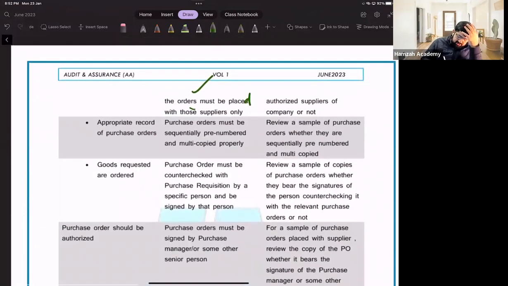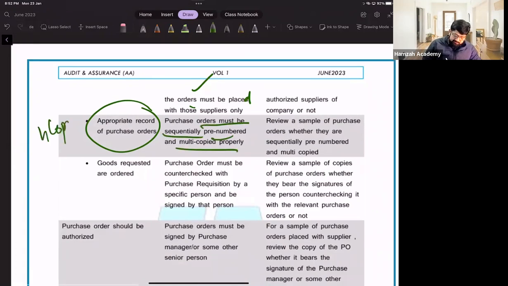The next is appropriate record of purchase orders placed. So, the purchase department is placing orders, right? Again, four copies should be maintained, sequentially pre-numbered, multi-copied. You send one copy to the supplier, one copy you retain with yourself, one to the accounts, one to the stores, like this, so that everyone gets to know what we have ordered.